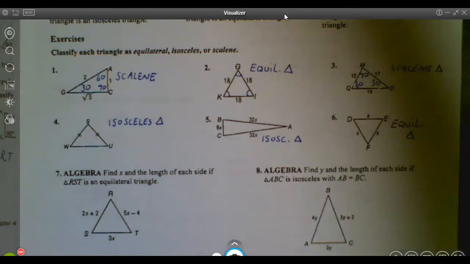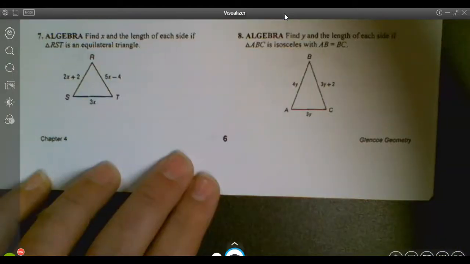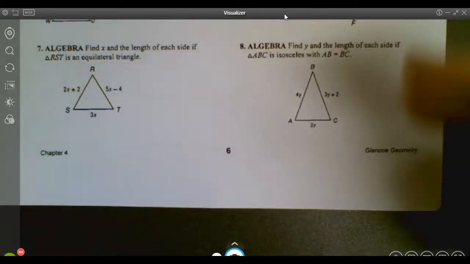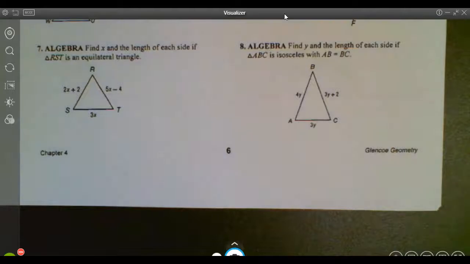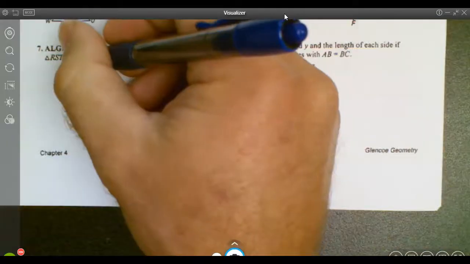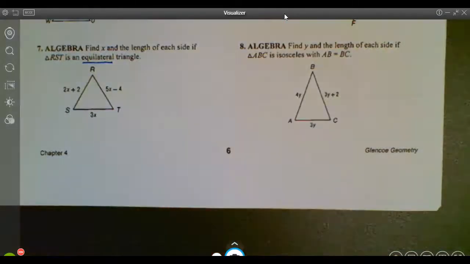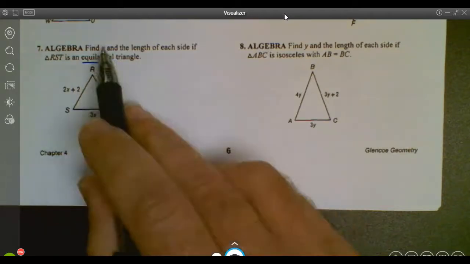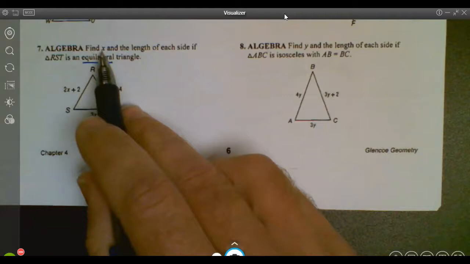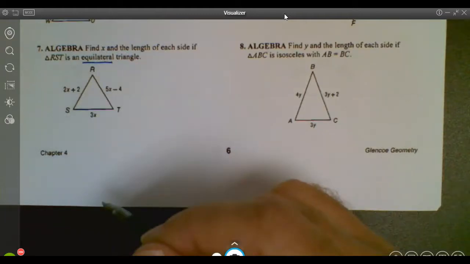All right, last couple. Let's do some algebra. So now we're kind of going the other direction. Now they are giving me the description of it, and I need to use that in order to solve for x. Okay, and so a couple things they ask us to do on this one is they say find x and the length of each side. So I want to make sure I come up with all that stuff.